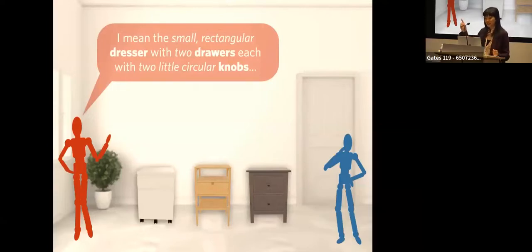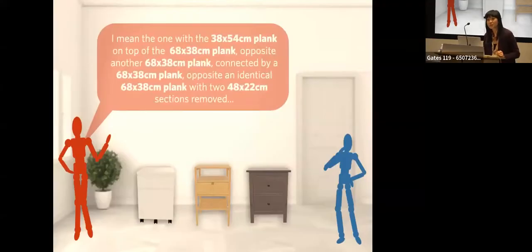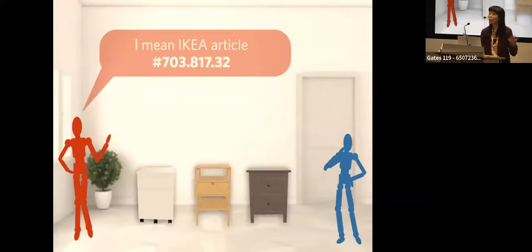Someone might, looking at these 3 best-selling nightstands from the IKEA catalog, talk about the small rectangular dresser with 2 drawers each, with 2 little circular knobs. But there's nothing in principle stopping that same person from reaching for entirely different words to talk about that same object, like the one with a 38 by 54 centimeter plank on top of the 68 by 38 centimeter plank, and so on. Or invoking its unique product identifier.